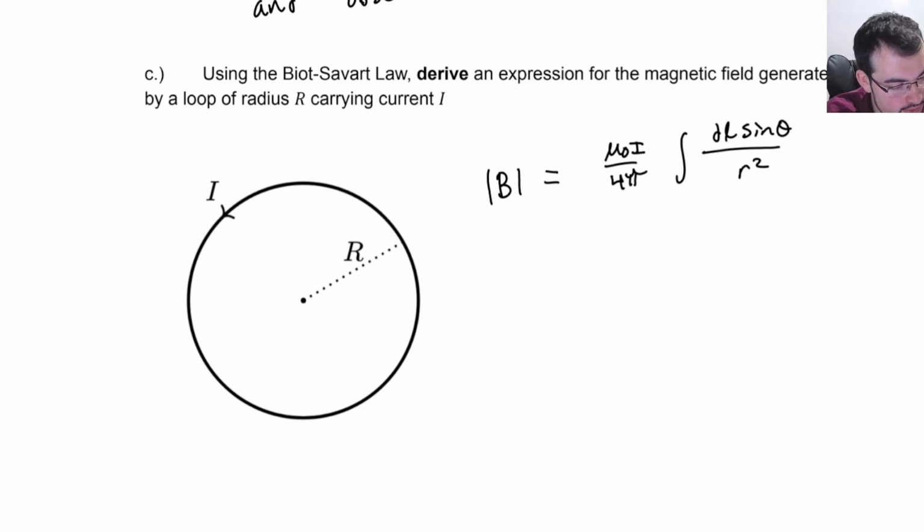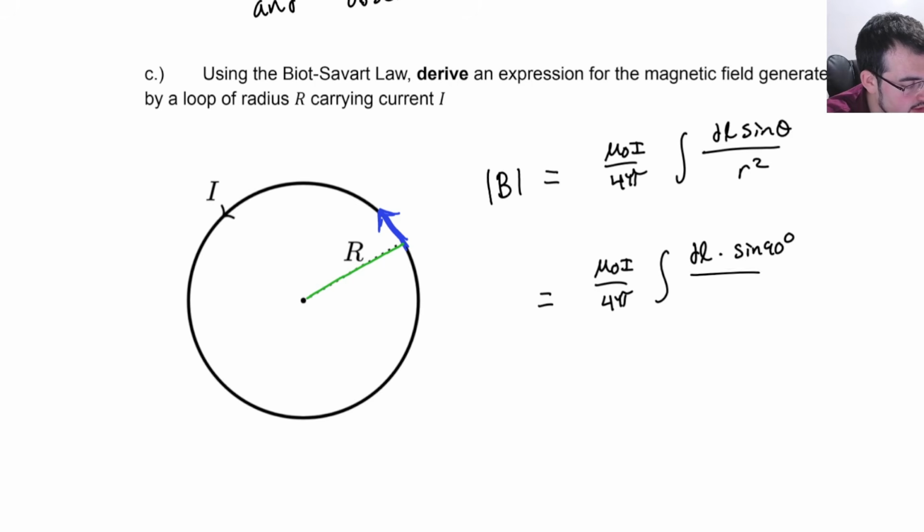All right, so we have a loop, and this would be our current segment. So we see that since it's a circle, that was definitely a right angle. So I can just get mu naught I over 4 pi integral. What is dl? I got dl times sine of 90 degrees. Radius of the loop is r. All of those are constants, so I just get mu naught I over 4 pi times, r squared comes out too, of the integral of dl.